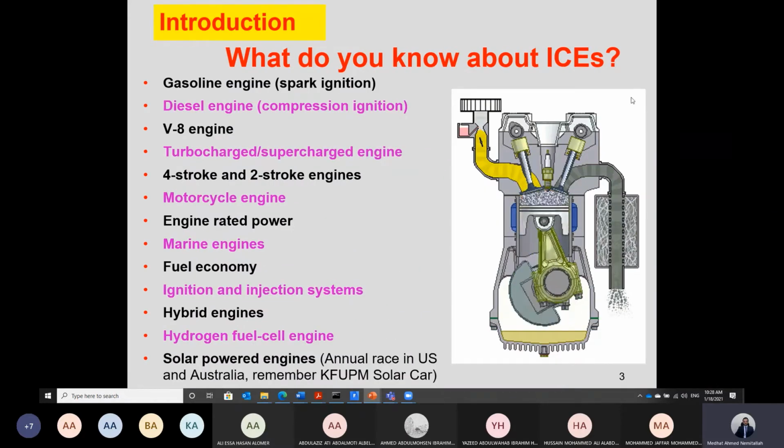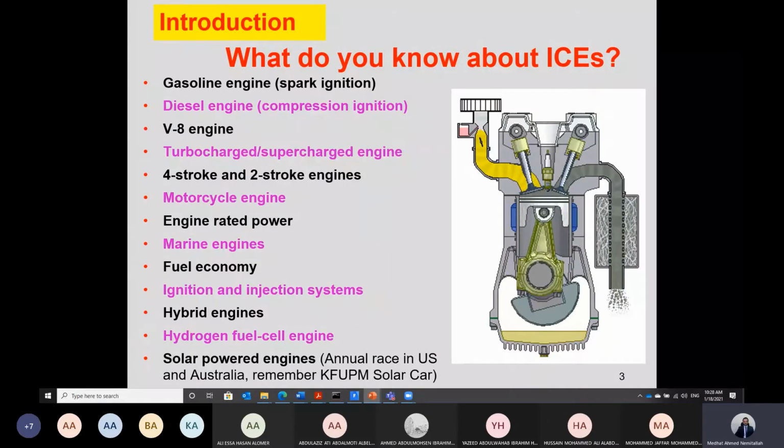Okay, this is just an introduction, I just want to brainstorm what you know about the internal combustion engine. Usually internal combustion engines are either spark ignition engines, which we call gasoline engines, or diesel engines, which we call compression ignition engines. So do you have an idea about the difference between gasoline engine and diesel engine?